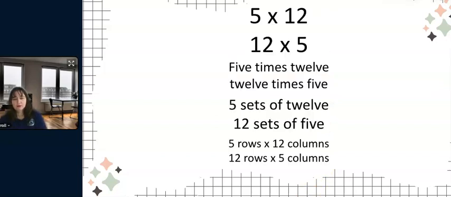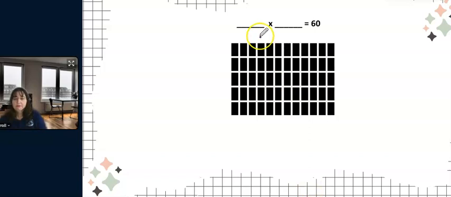Let's try some more. Go ahead. This is 5 times 12, or 12 times 5. 5 sets of 12, 12 sets of 5. 5 rows, 12 columns, or 12 rows, 5 columns. What's my answer? Hopefully you got 60, because 5 times 12 is 60, just like 12 times 5 is 60.